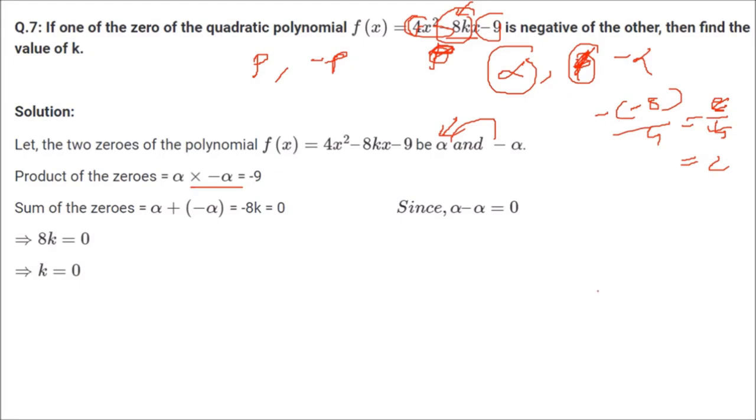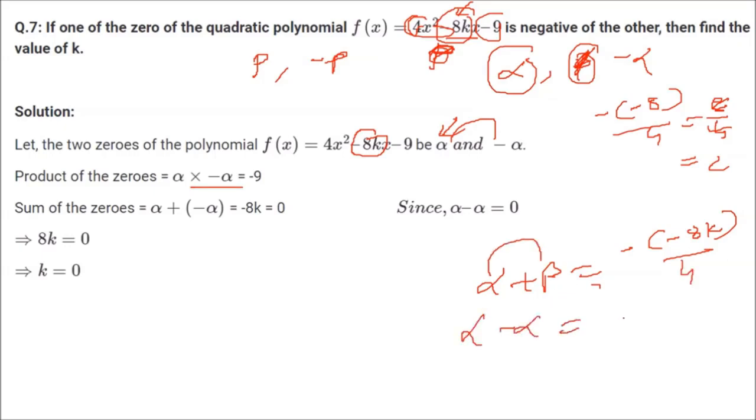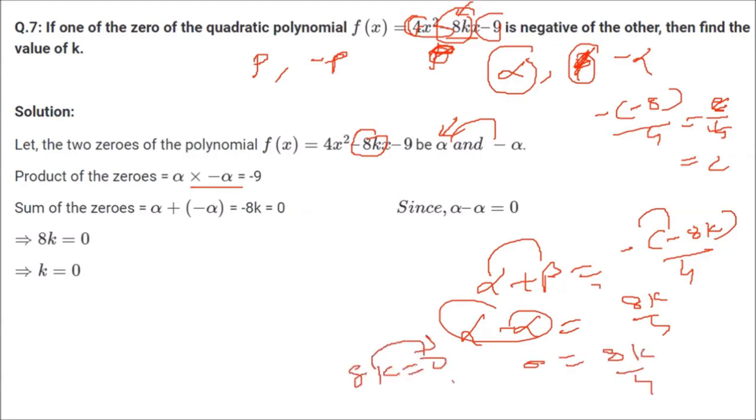So if I take alpha plus beta, that will be minus b by a. Minus b is minus of minus 8k. So minus of minus 8k, divided by a, that is 4. But alpha plus beta is what? Beta is minus alpha, so this is 0. So 0 will be equal to 8k by 4. So 8k will be equal to 0. So k has to be equal to 0. This is the answer.